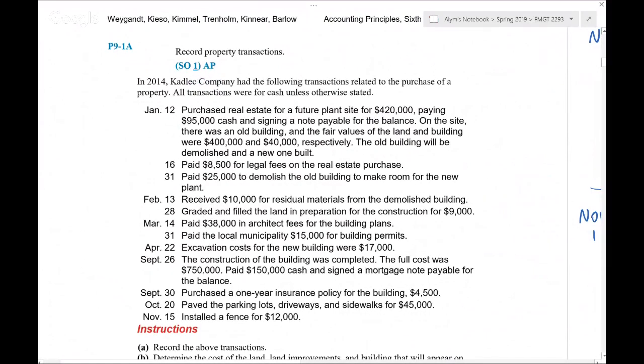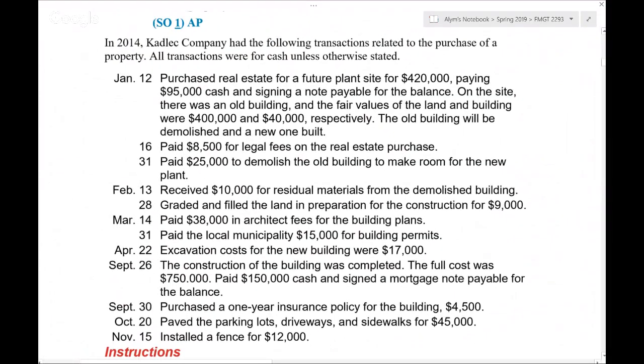Okay, let's take a look at problem 9-1A. Again, this is in the questions that are posted online. In 2014, Cadillac Company had the following transactions related to the purchase of property. All transactions were for cash unless otherwise stated. On January 12th, we purchased real estate for a future plant site for $420,000. We paid $95,000 in cash. We signed a note payable for the balance. On the site, there was an old building, and the fair values of the land and building were $400,000 and $40,000 respectively. The old building will be demolished and a new one built.